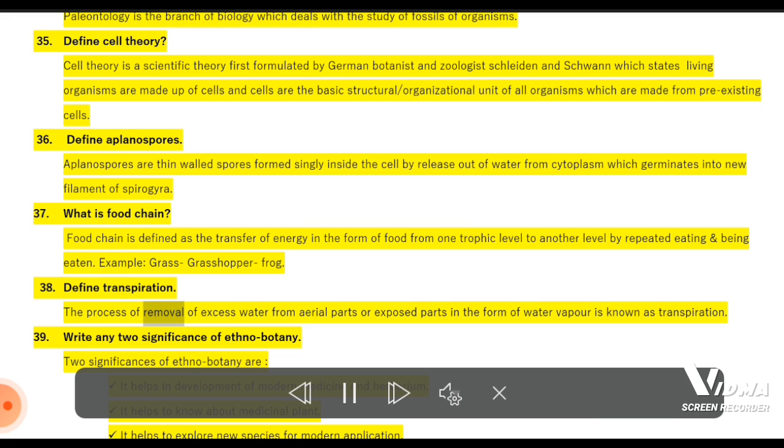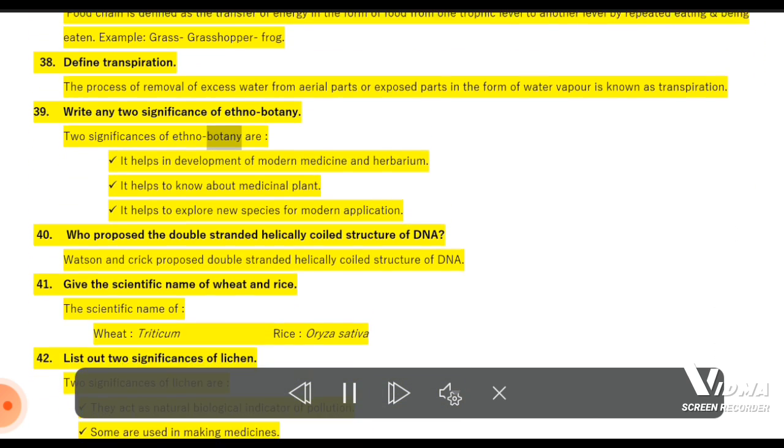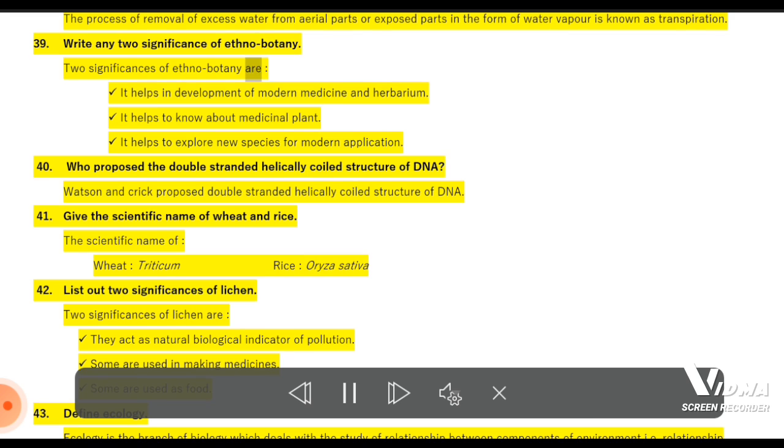The process of removal of excess water from aerial parts or exposed parts in the form of water vapor is known as transpiration. 39. Write any two significance of ethnobotany. Two significances of ethnobotany are: it helps in development of modern medicine and herbarium. It helps to know about medicinal plant. It helps to explore new species for modern application.